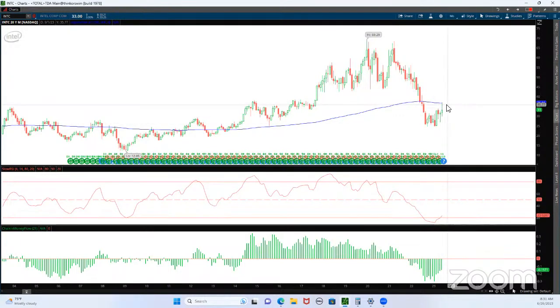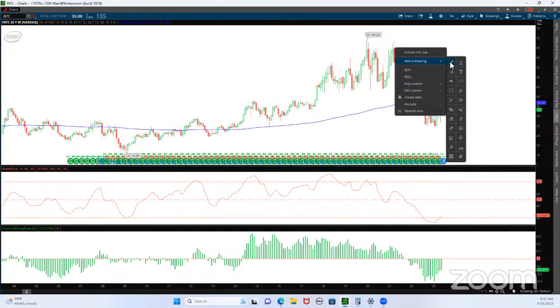This one is a little ugly. I made quite a bit of money because it was running, and then it took this big dump last week, but now it looks like it's coming back up because they rejected this 200 MA. I don't know. As soon as I see this, it's trash.